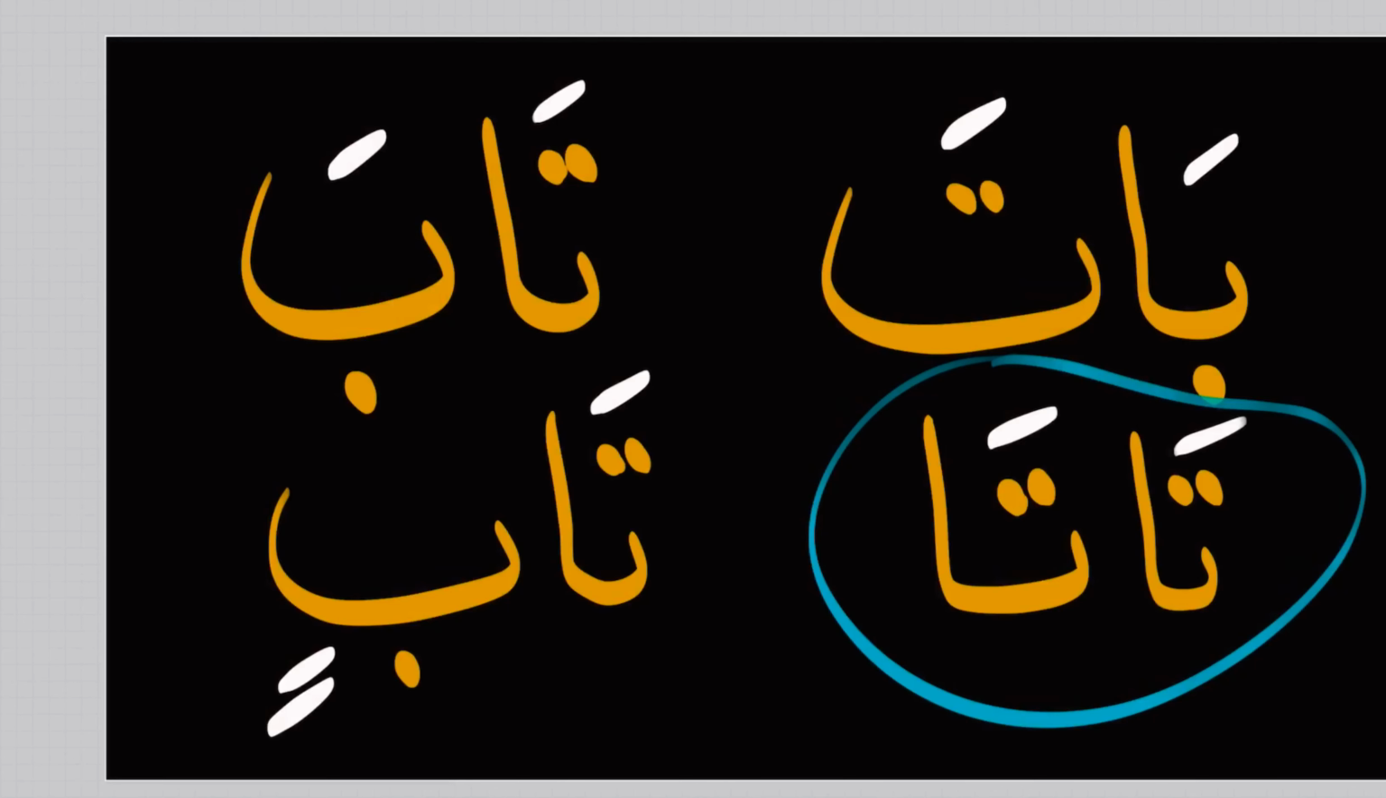This word, try to figure out the pronunciation. You have two short vowels, fatha, and two alif long vowels. So, not tata, it is ta-ta. We don't say ta-ta, it will sound weird. We say ta-ta, alright? We wouldn't say tata, that's short vowels. We say ta-ta.